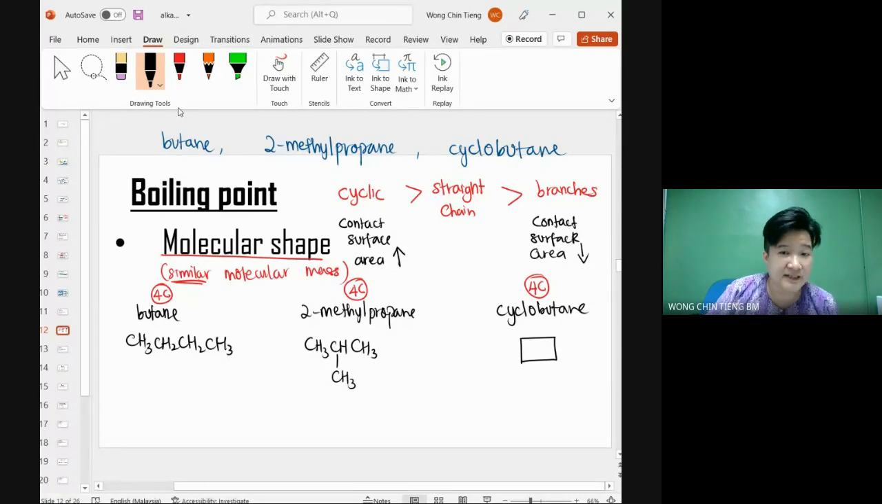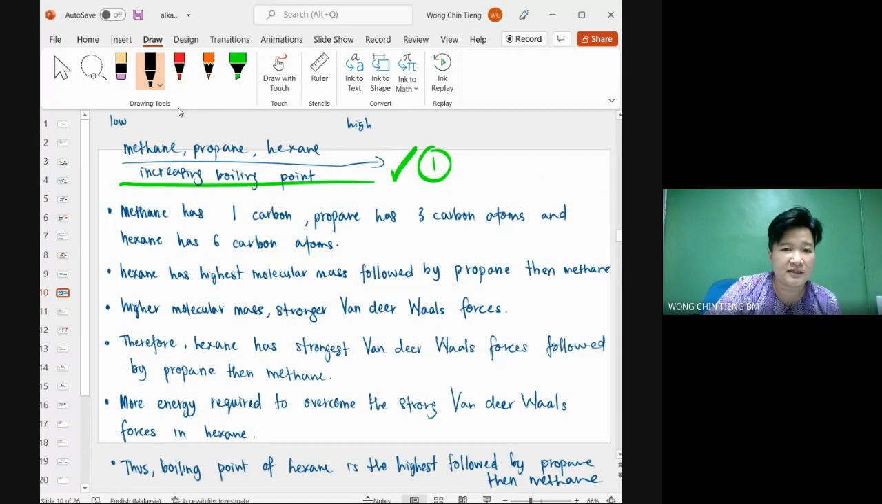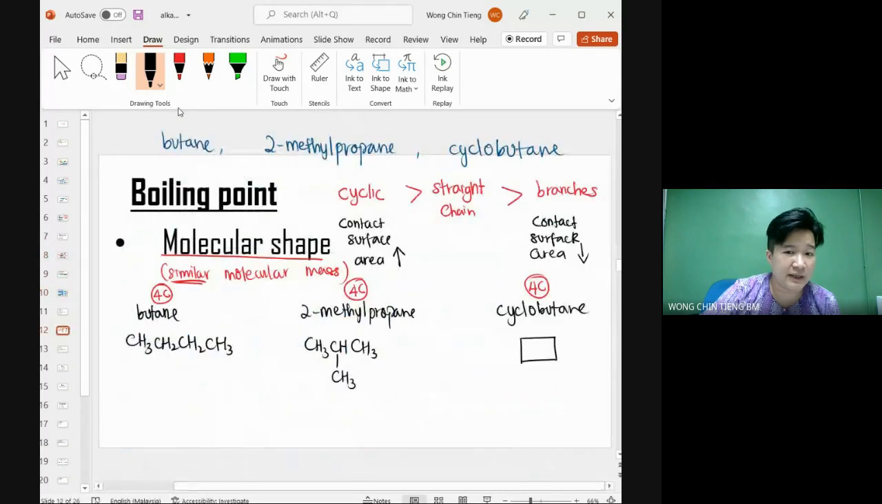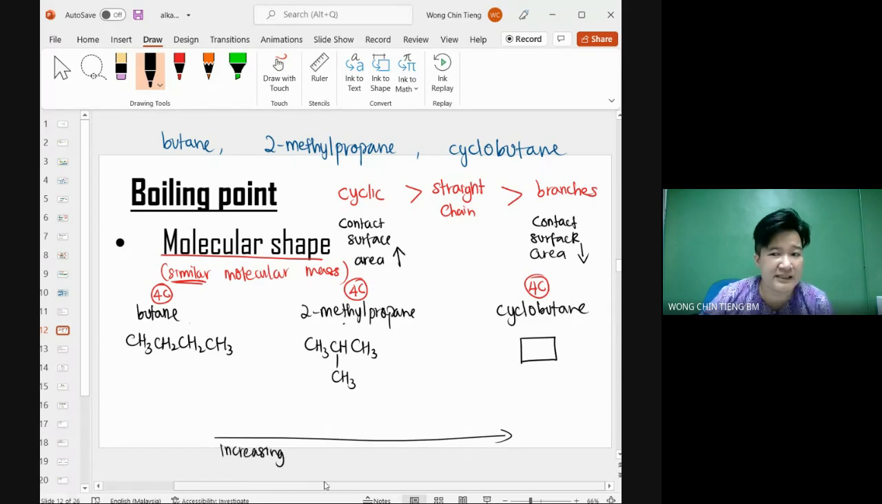Okay? Dan saya dah bagi conclusion tadi. Kalau contact surface area tinggi, saya nak boiling point tinggi. So contact surface area kena tinggi. Betul? So cyclic lah, bermakna cyclic akan menang. So kita balik soalan kita. Saya ada butane, saya ada 2-methyl propane, saya ada cyclobutane. Soalan saya masih sama, kita nak increasing boiling point. Siapa yang saya patut susun dulu di kiri? 2-methyl propane. Sebab kita nak increasing, so dari rendah ke tinggi.